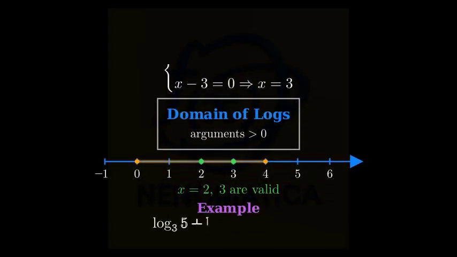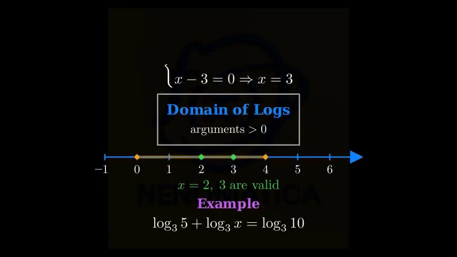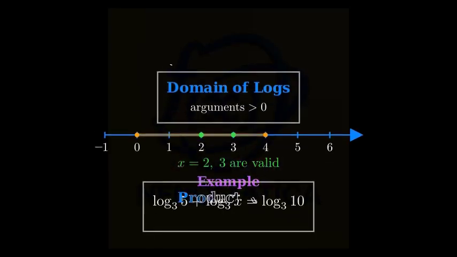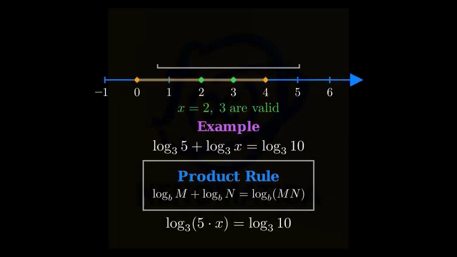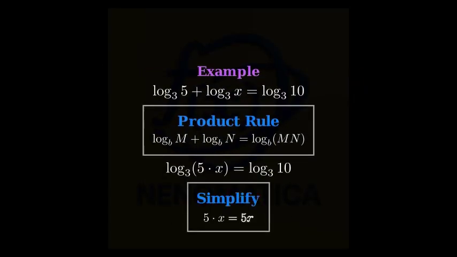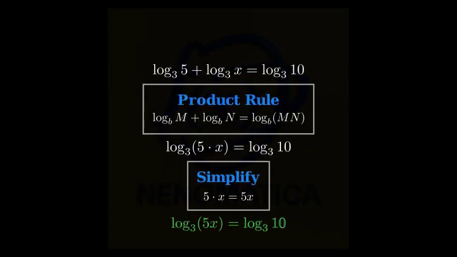Example. Problem 2 reads, log base 3 of 5 plus log base 3 of x equals log base 3 of 10. Step 1. Apply the product rule of logarithms. A sum of logs equals a single log of a product. Step 2. Simplify the product 5 times x to get 5x.